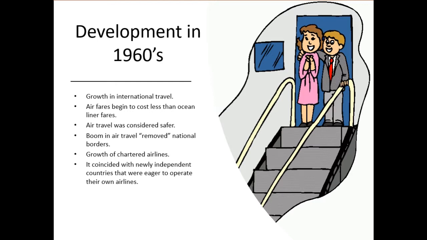Growth of chartered airlines allowed people to travel more regionally, to more domestic places, and it coincided with newly independent countries that were eager to operate their own airlines. Independent, yeah, because countries like Myanmar, Laos, Cambodia, those small countries also had their own airlines. The developments in the 1960s, which include the new airlines operated by those independent countries, actually influenced the success of the airline industry.